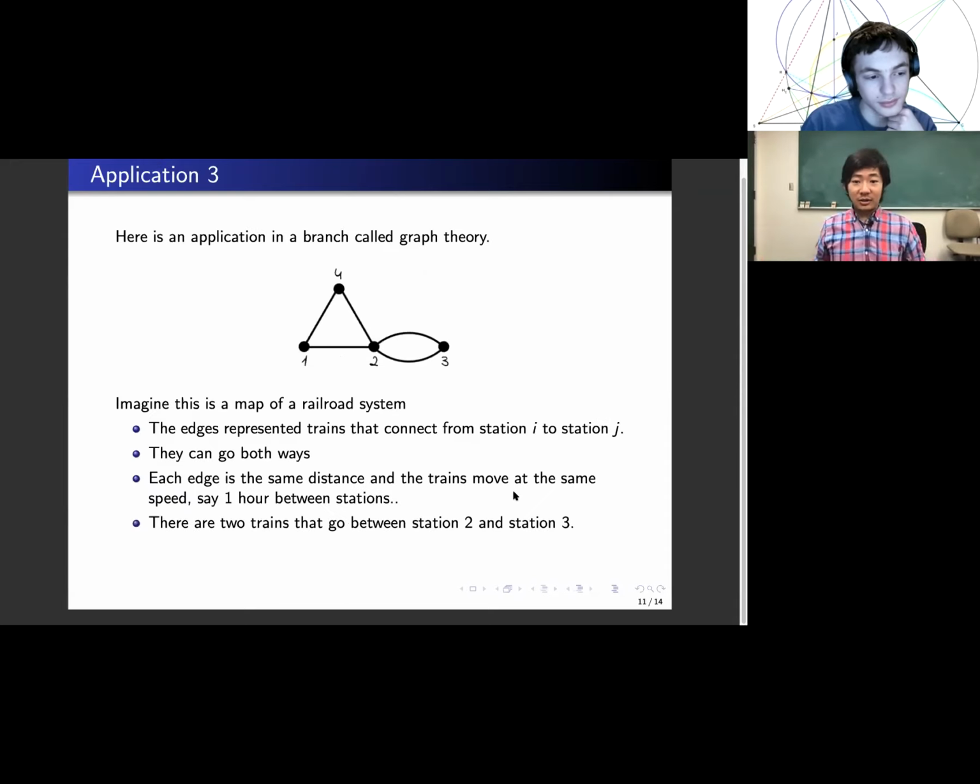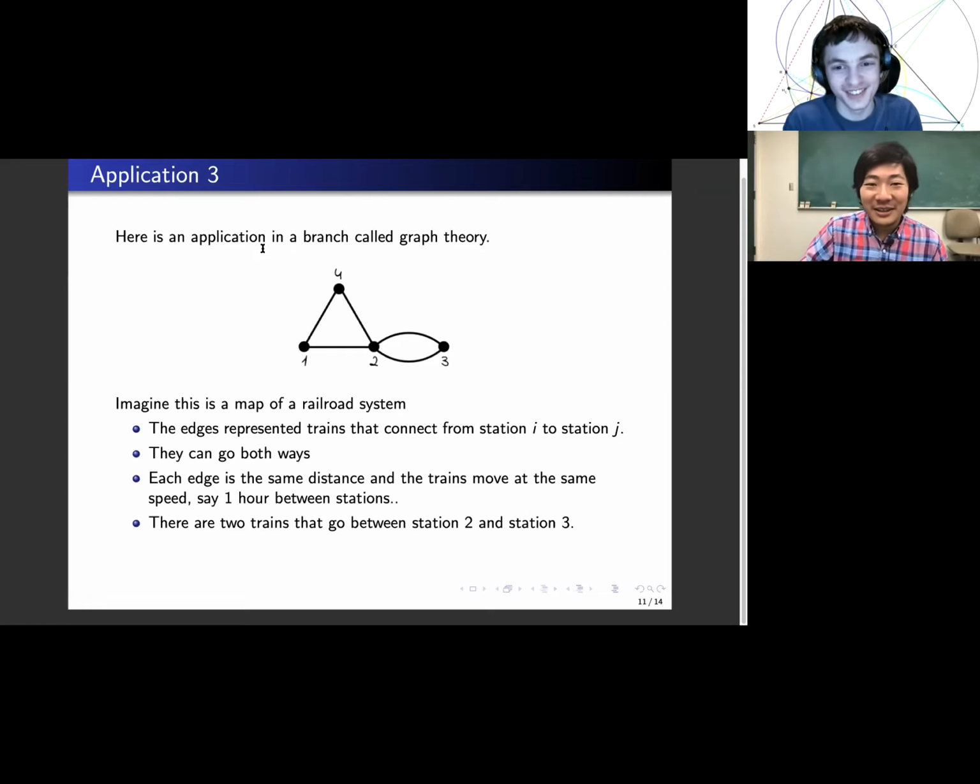So let's move on to another application. This one is an application in a branch called graph theory. So has anyone heard of the movie Good Will Hunting? Is everyone too young, or does everyone have better taste in movies? I thought it was a good movie.